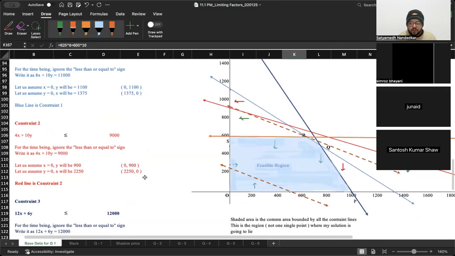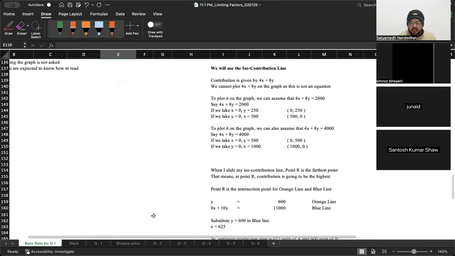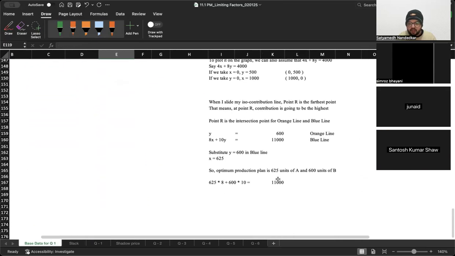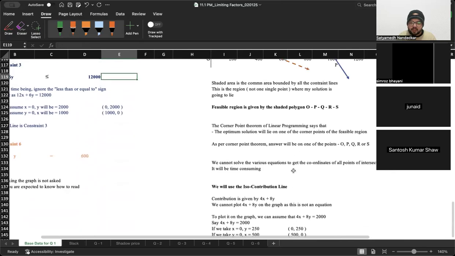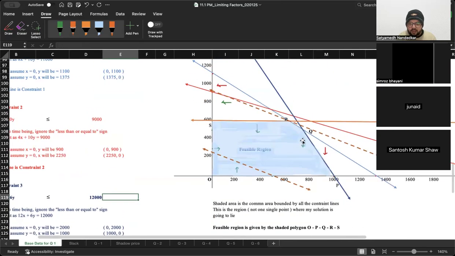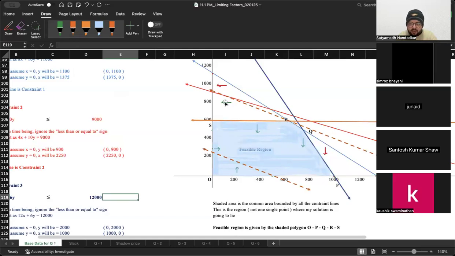ठीक है. What was the optimal solution in this case? हमने पूरा question solve किया था 625 of A and 600 of B. 625 of A and 600 of B was the optimal solution. ठीक है. Now where was this optimal solution? 600 of this and 625 somewhere here. ठीक है. ये था मेरा optimal solution. This is my optimal solution, this specific point.